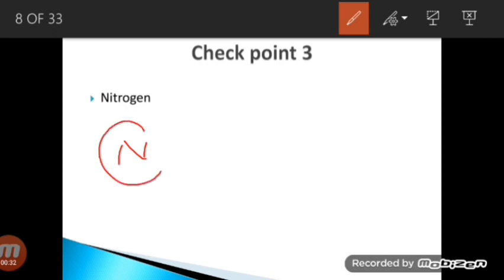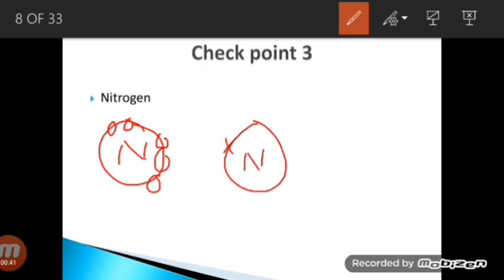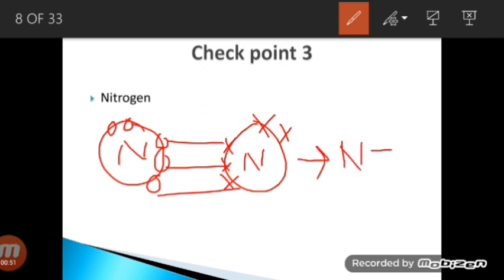Nitrogen: 1, 2, 3, 4, 5. And this one has 1, 2, 3, 4, 5. So what will happen? These 3 pairs of electrons will be shared between the 2 atoms, and as a result we get 3 covalent bonds between the 2 nitrogen atoms. Or you can write this as the diatomic molecule of nitrogen.